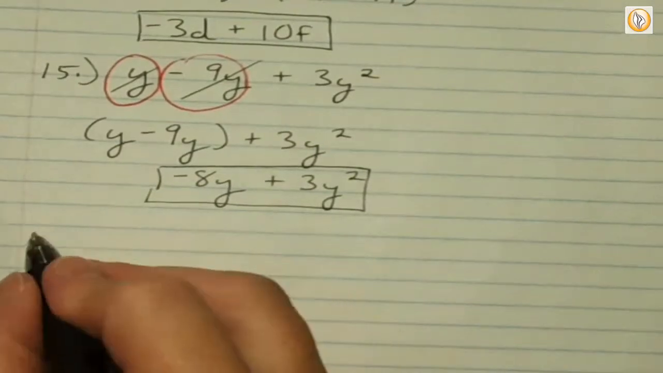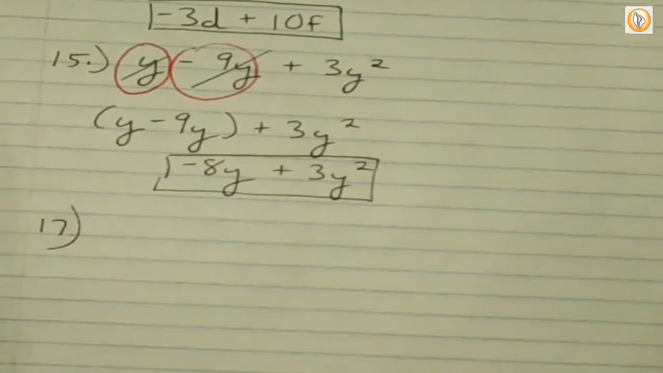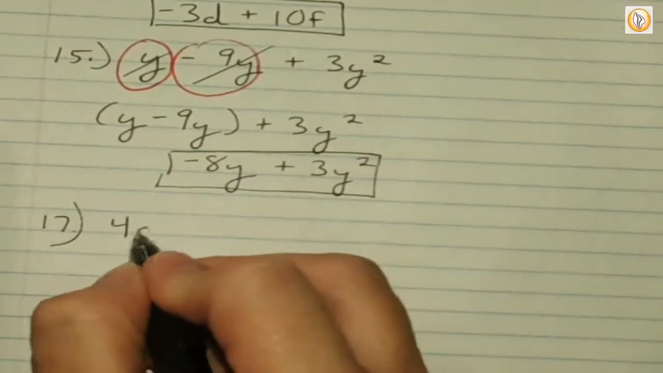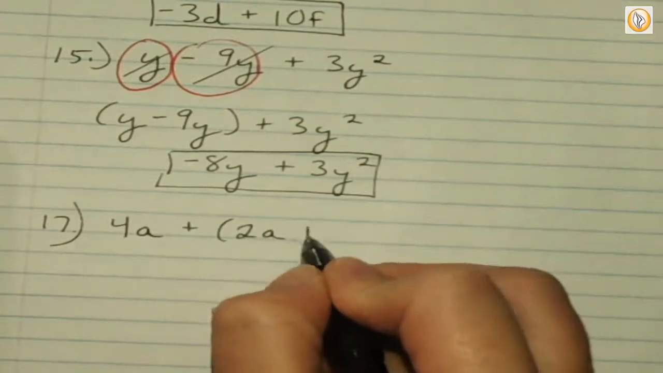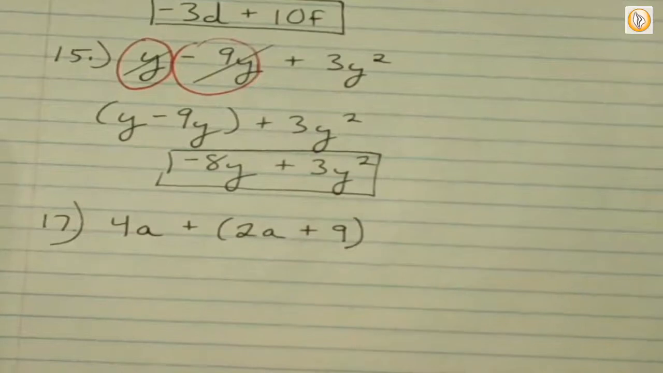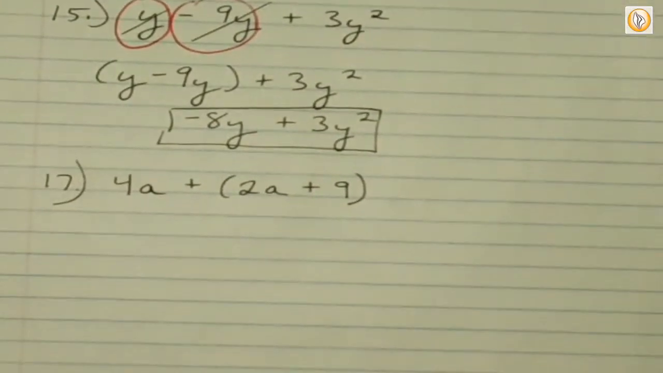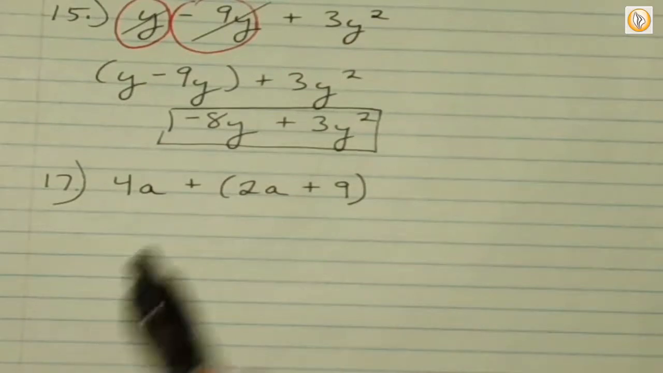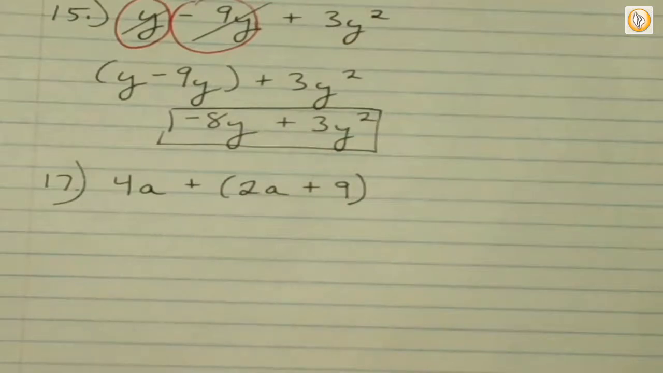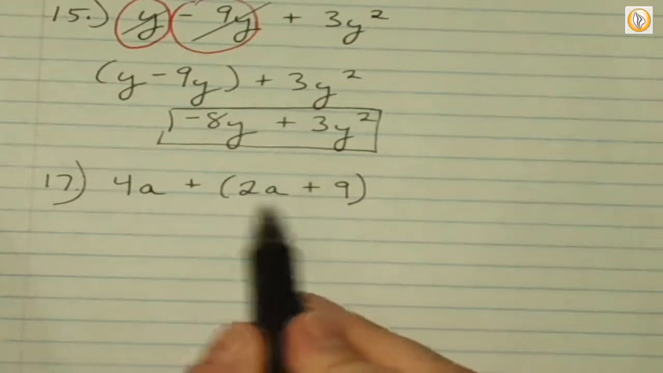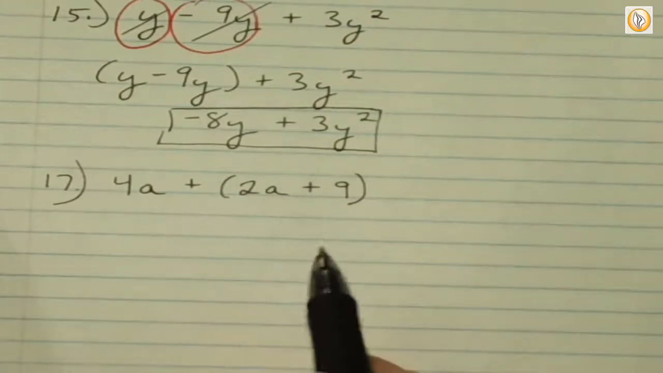All right, let's see. Ooh, this is a good one. 17. Aiden. 4a plus 2a in parentheses plus 9. You distribute the positive sign? Do we need to do that? No, that's only when you have a negative. You don't need to do that, because a positive doesn't change things.